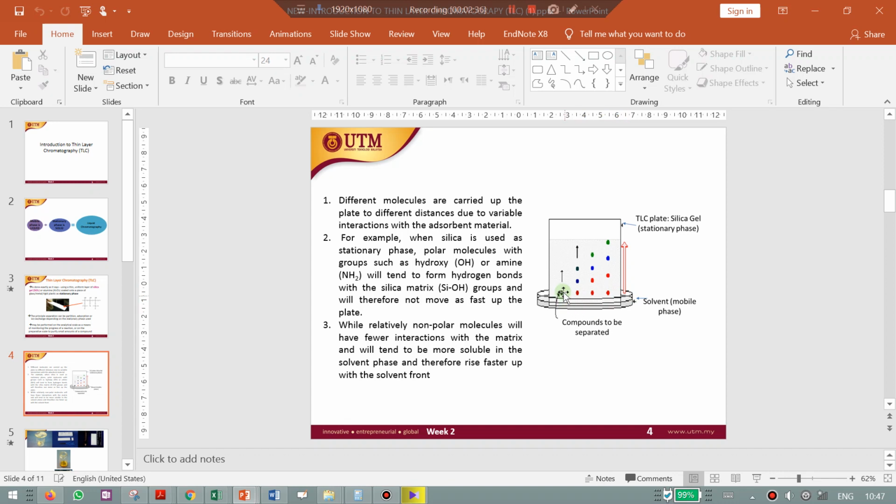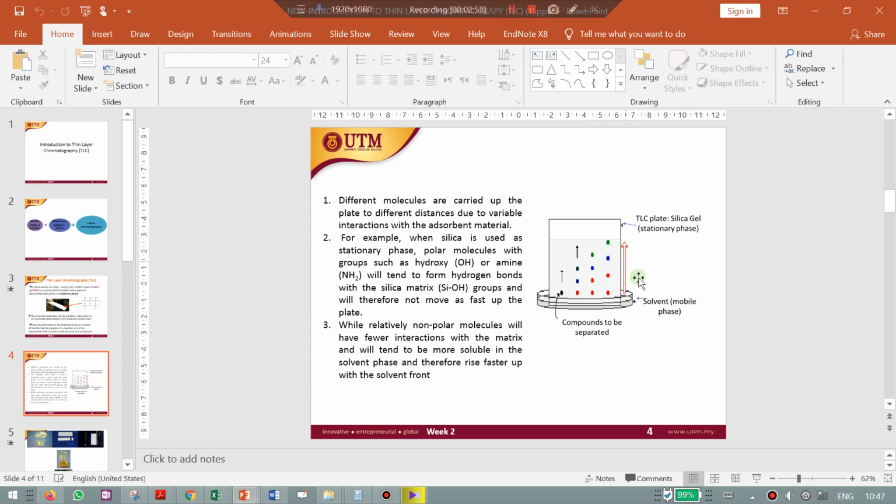Okay, for example, you have a compound to be separated. It should have some spot as well. Okay, so let's say you have preparation mixture 1, mixture 2, mixture 3.